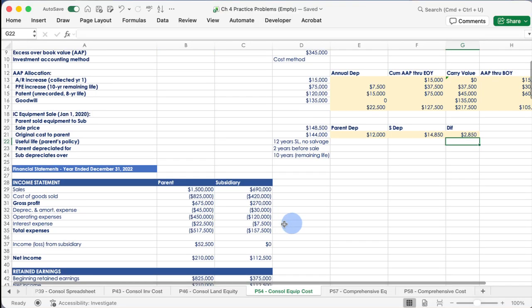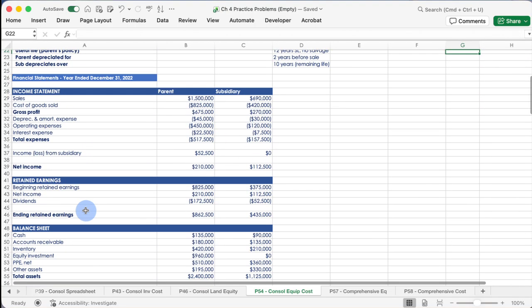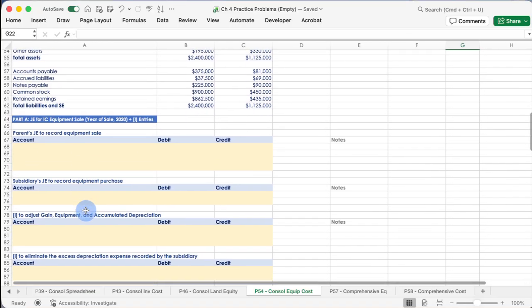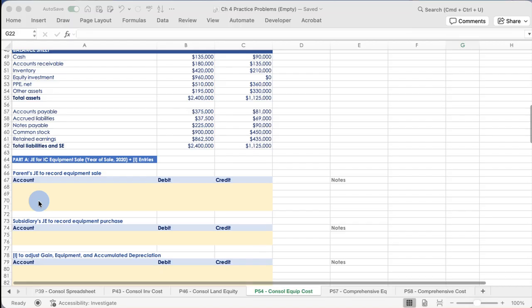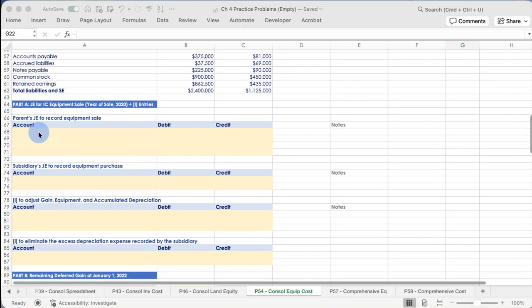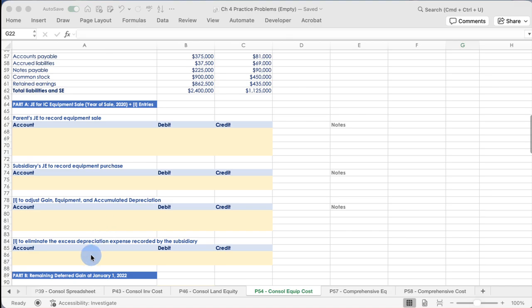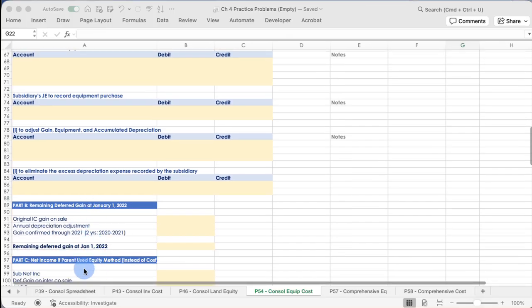Okay. Then you can scroll down. There's the financial statement information. Go ahead and look through that. And the very first task is for us to record the journal entry on the date of sale for the parent, the subsidiary, and what the I entries looked like that very first year. So by completing these journal entries, we get a snapshot of what it looked like from every angle, from the parent's books, the subsidiary's books, and then also in the consolidation process for that year of sale, 2020. And then we're going to move forward and actually complete the consolidation, what it looks like in the year 2022.